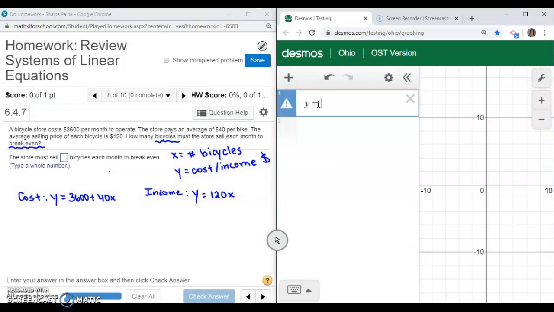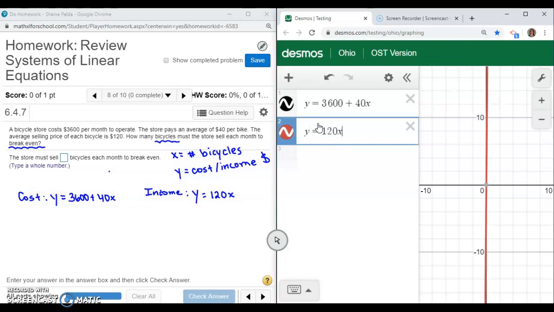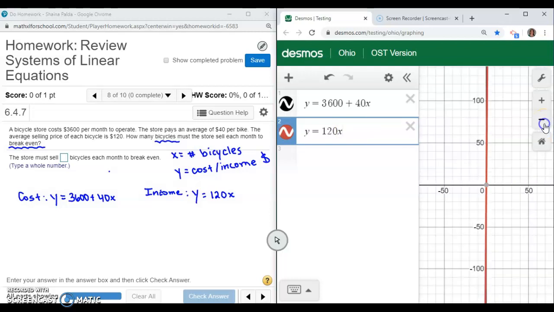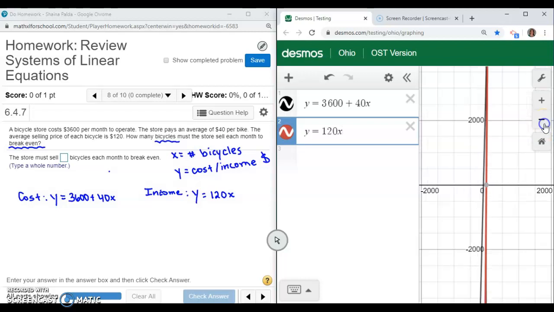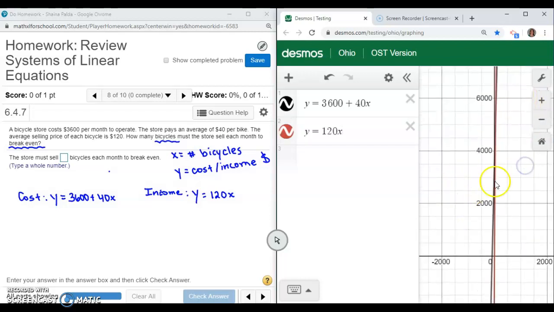So we're going to say Y equals 3,600 plus 40x. And we want to know when that will equal Y equals 120x. Now, we don't see it on my screen, but that's just because of the nature of the 10 by 10 window. I'm not going to freak out. I'm going to zoom out, and eventually I'm going to see two lines on there. You can kind of see it here where they merge.